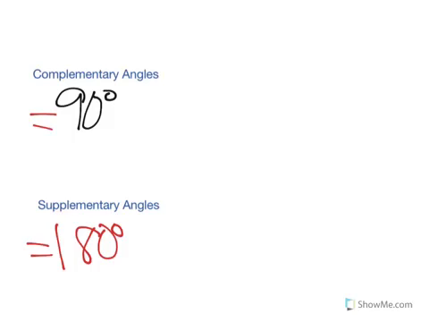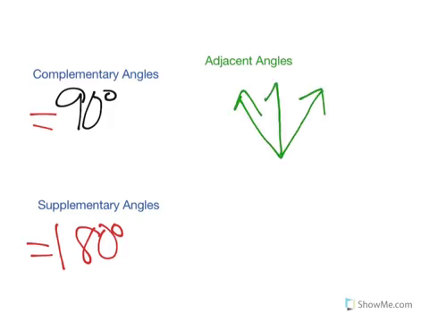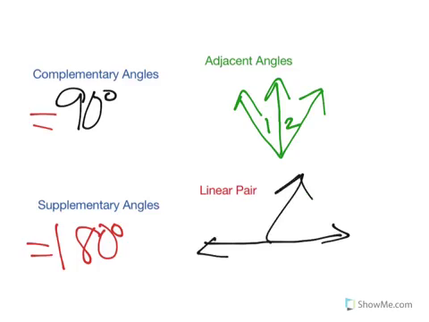The next thing we talked about were adjacent angles and then linear pairs. Adjacent angles are angles that are right next to each other. So here's an example: angle 1 and angle 2 are adjacent. We have a linear pair, and that's two angles that form a line, and they add up to 180 degrees. So we have angle 1 plus angle 2 equals 180.